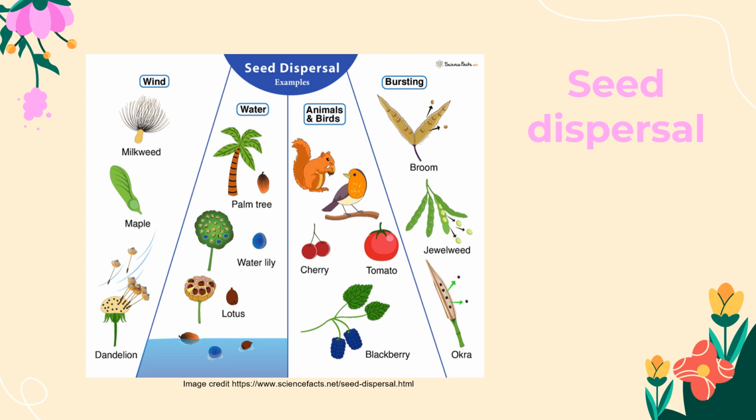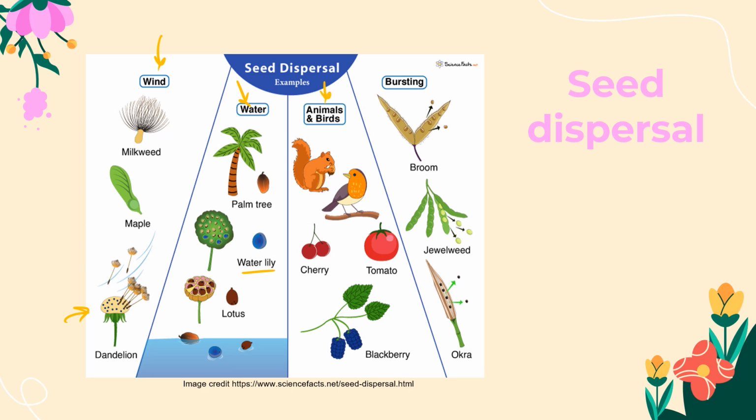We can spread our seeds around with some wind, like these lovely dandelions. I'm sure all of us have at least once in our lives blown on those dandelion seeds, gotten them to spread around a little bit. Plants might take advantage of water. Water lilies will drop their seeds into the water and they just kind of float away.